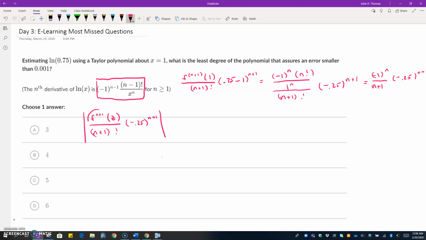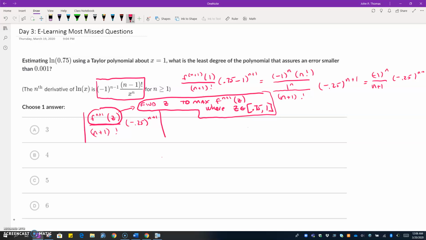Now, the hard part about this is this n plus 1 derivative at z. What we have to do is find z to maximize the n plus 1 derivative at that z value, where z is on the interval from the center to the point that we're estimating. So for us, that's between 0.75 and 1. And again, we've got to find out what causes that derivative to be a maximum.